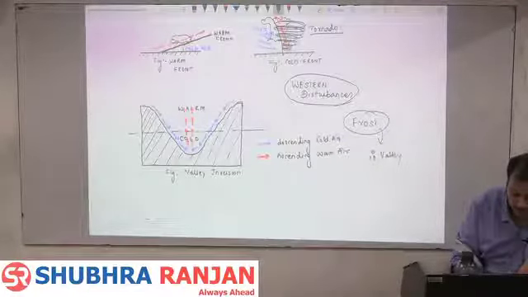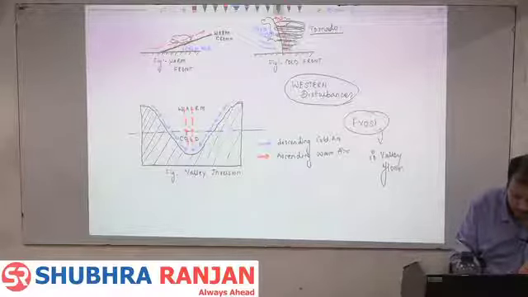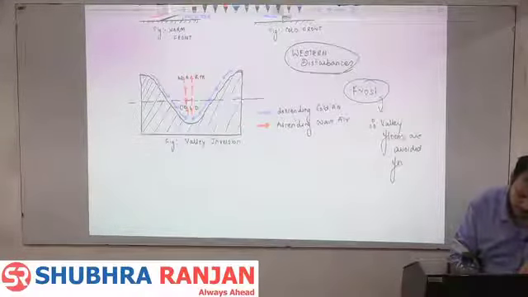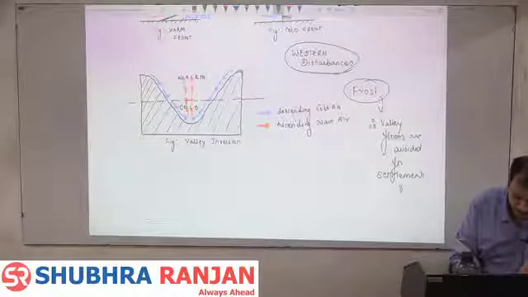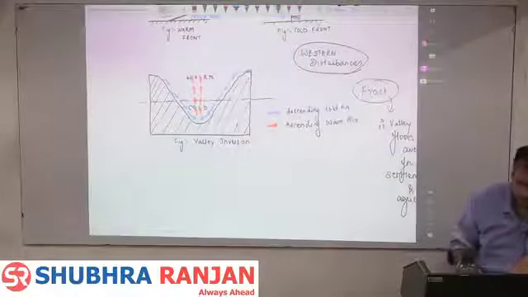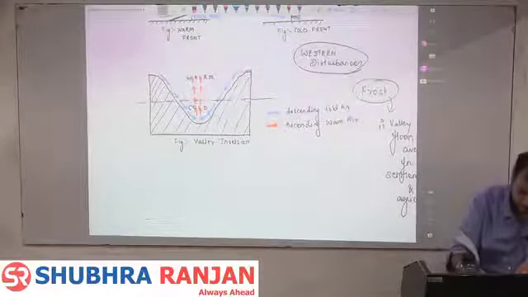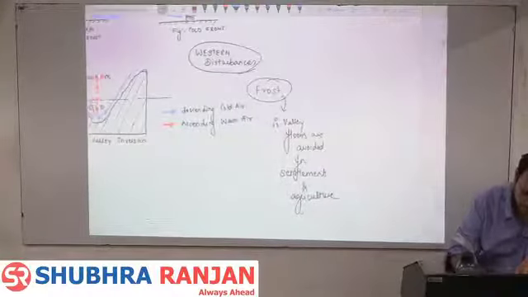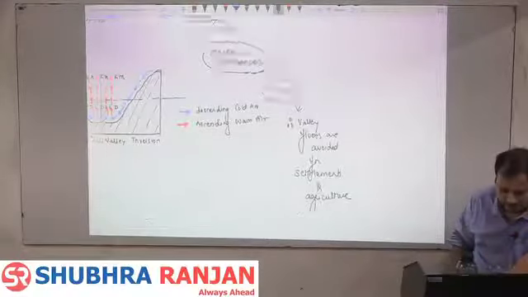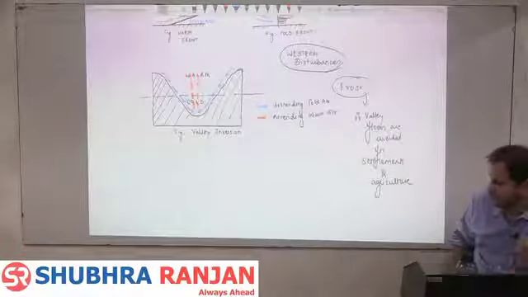If a question comes, then valley floors are avoided for settlements and agriculture, because frost will destroy this. I have checked the past year questions. There aren't many questions from here.